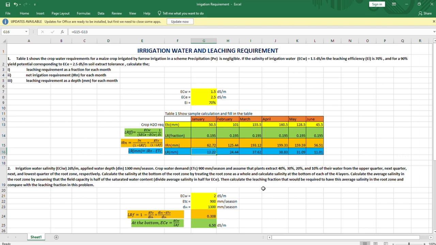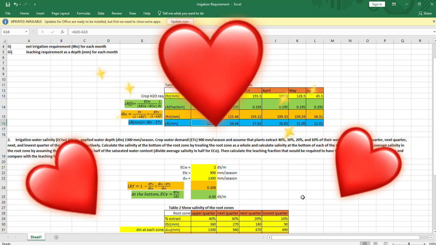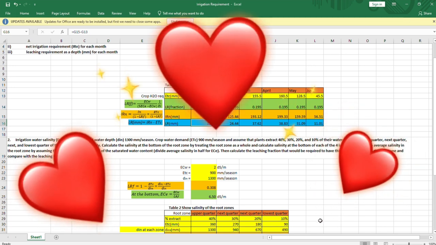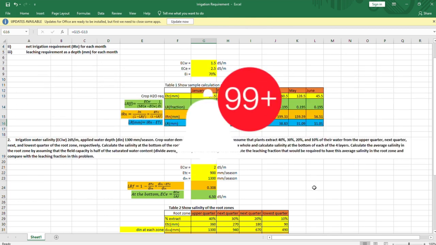The second question, we'll be checking in the next video. We'll be looking at the zones. How can we categorize this leaching in terms of zones? Maybe the root zones, that is the upper part of the root zone of the crop, the middle, and the lower part. We will be checking how we can classify that and be more efficient in our calculation of the leaching water requirement.